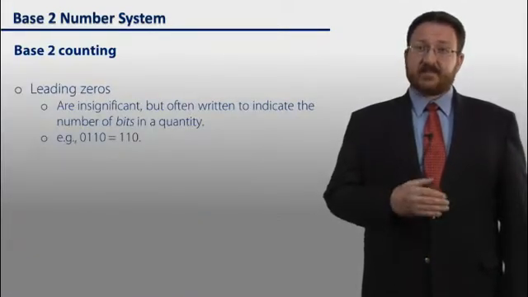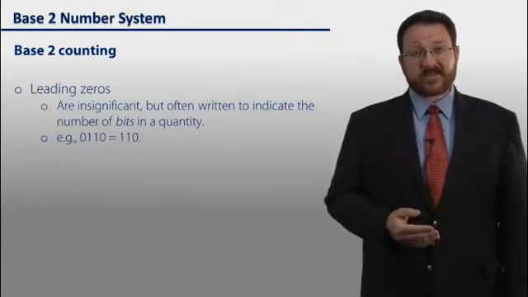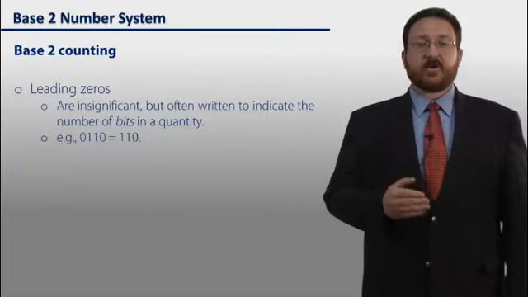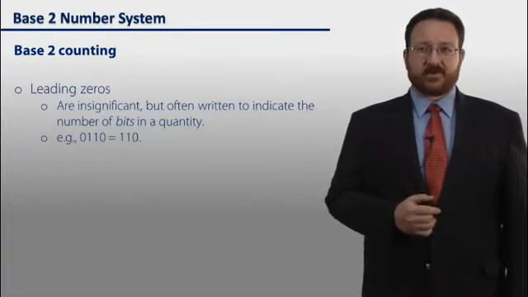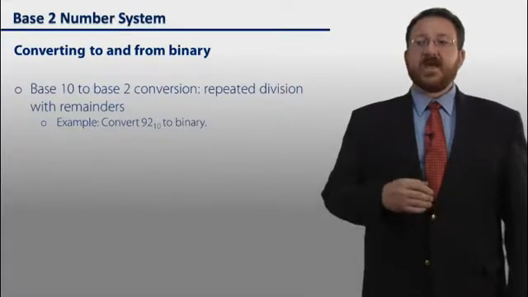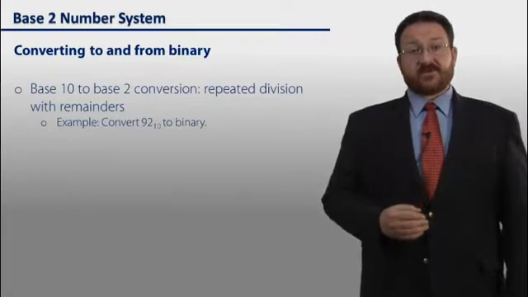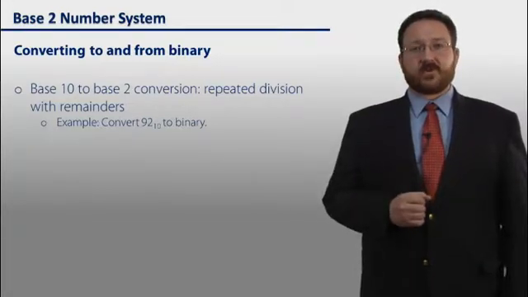Leading zeros, as I mentioned, can be dropped. However, it's often convenient to represent a fixed-width binary field. And so, a number like 0110, we can drop the leading 0 and just have 110. Okay? To convert from base 2 to base 10, we're going to use repeated division by 2, the base we're converting to, and look at the remainders when we're done.